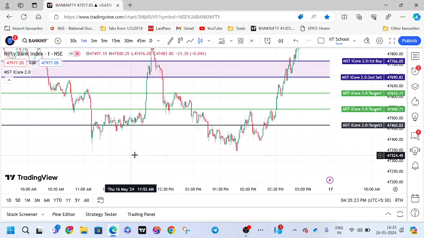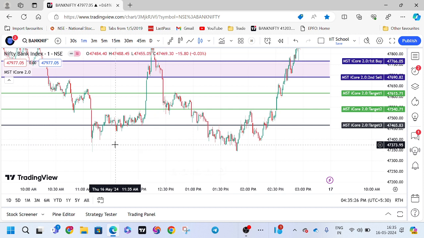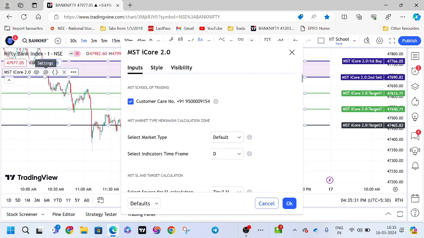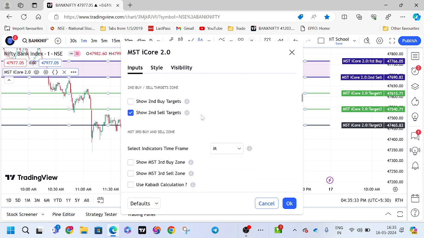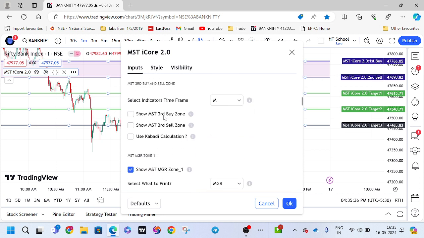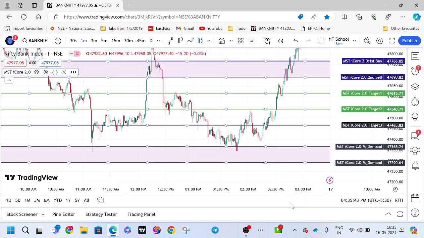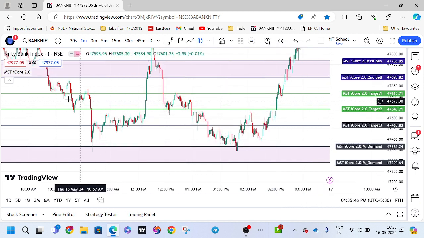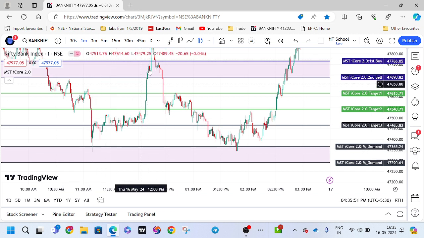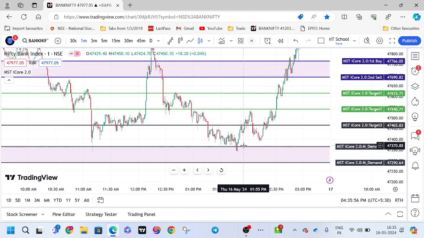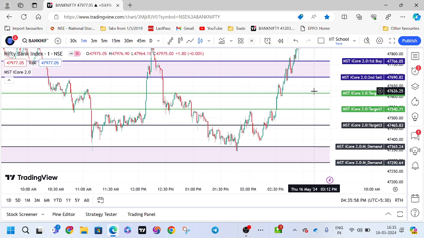Now you could ask me why the reversal happened here. What is the reason for this reversal? For that also we have the option in our indicator. Go to the settings and scroll down, and if you come here, you can see something called MST third buy zone. There also you can use the Kabaddi calculation if you want. You see the reason why the market has been reversed from here. It has taken support from our monthly buy zone and all the targets have been hit. Once again it has fallen, again it has taken the support from our monthly buy zone and it has reversed.